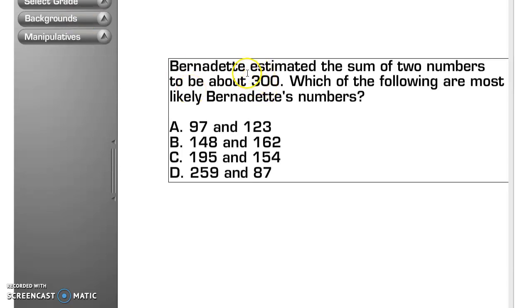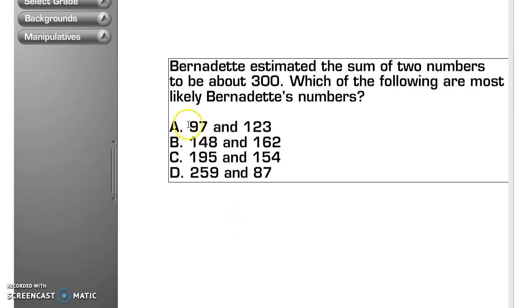Using the cubes method, I know that I need to circle 300. I need to underline the question, which of the following are most likely Bernadette's numbers. And then I need to box the clue words. In this case, the clue word is not in the question. It is up here and it's sum. So I would box that clue word. So I know that I'm adding two numbers to get to 300.